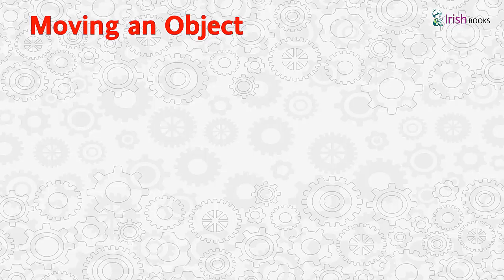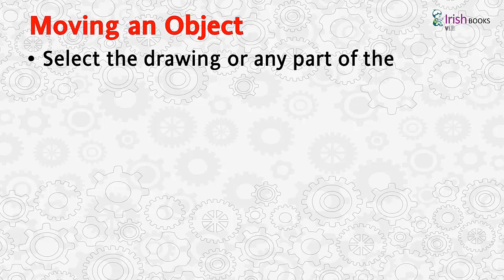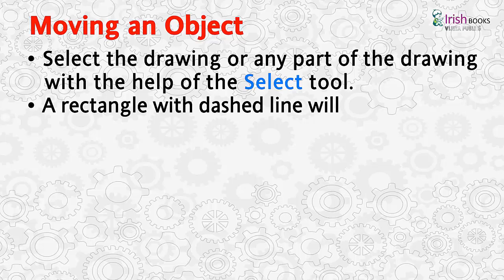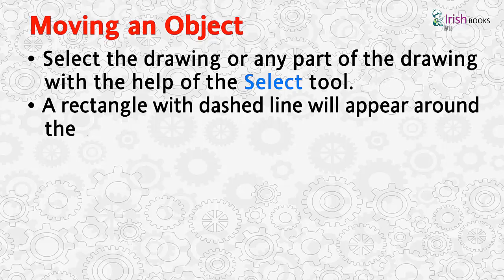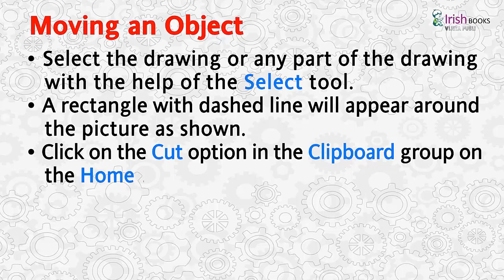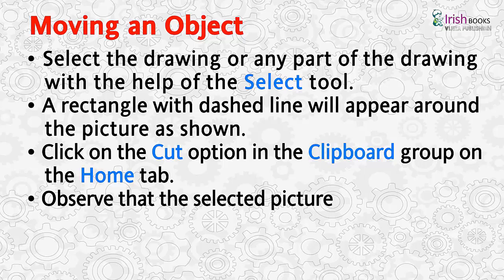Moving an object. Select the drawing or any part of the drawing with the help of the Select tool. A rectangle with a dashed line will appear around the picture as shown. Click on the Cut option in the clipboard group on the Home tab. Observe that the selected picture will be removed from the screen.